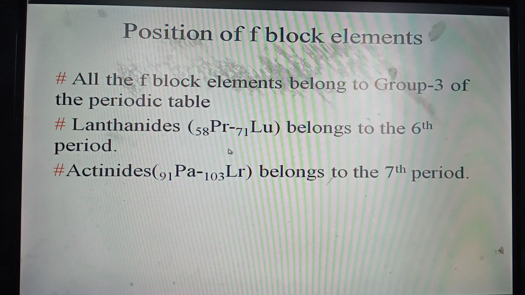So for F block elements, the group number is always fixed. It is group 3. If it is a member of the lanthanide series, it will belong to the 6th period, and if it belongs to the actinide series, it will belong to the 7th period. So determination of the F block elements is quite easy. So these are the ways of determining the position of different block elements with the help of electronic configuration.